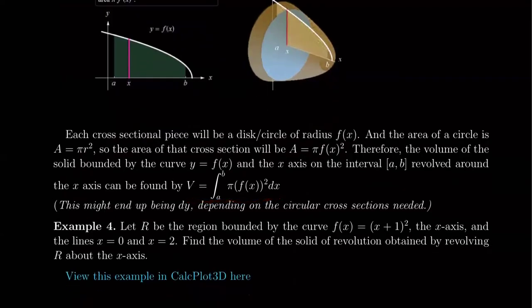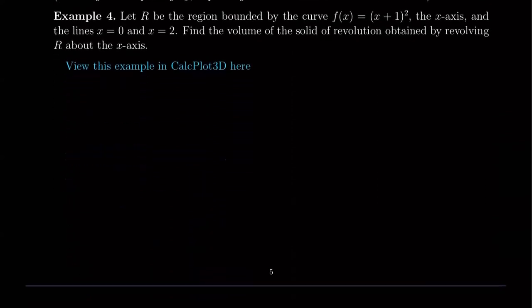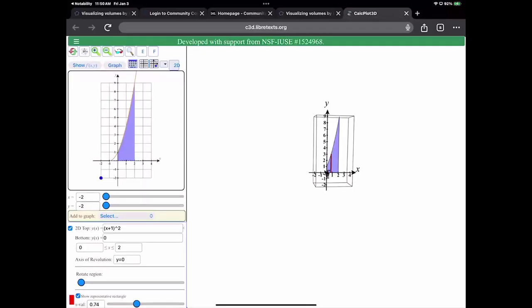Let's do an example. I'm going to visualize this example first, so I'm going to read it out. R is the region bounded by this curve, the x-axis, and the lines x equals 0 and x equals 2. I want to find the volume of the solid of revolution obtained when I revolve this object completely around the x-axis. Let's see if we can visualize what that might look like here.